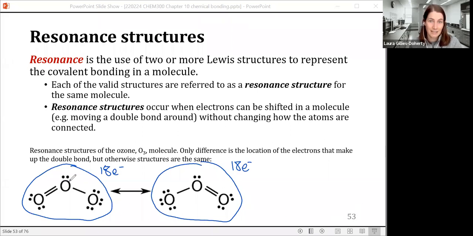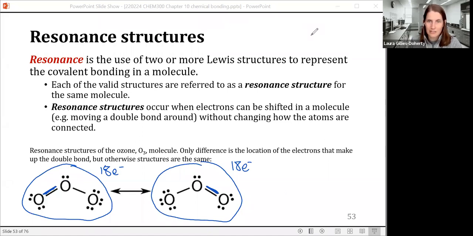So they're identical, except for the placement of some of the electrons. Here we have a double bond on the left, and here we have a double bond on the right. And so these two structures are called resonance structures. They're two equivalent Lewis structures, but the electrons are in slightly different places, as shown by this double bond either being on the left or being on the right. And so they're typically drawn with an arrow between them, showing that they're equivalent.